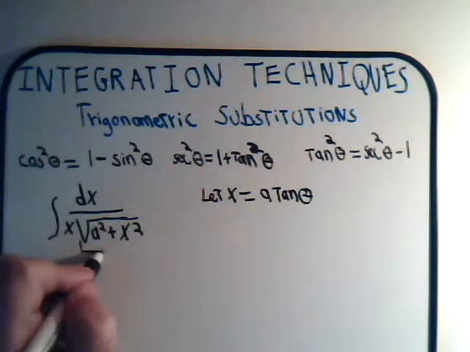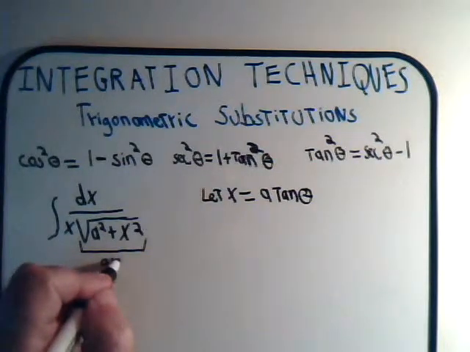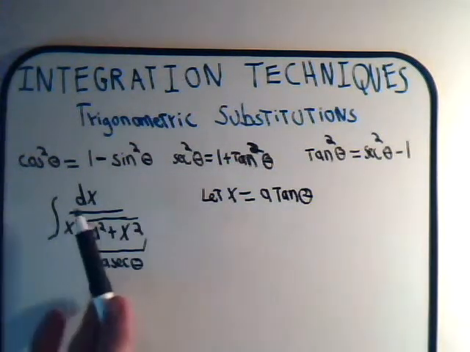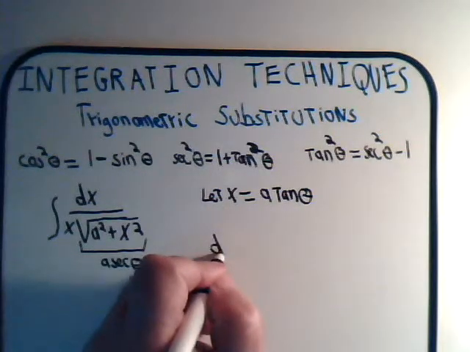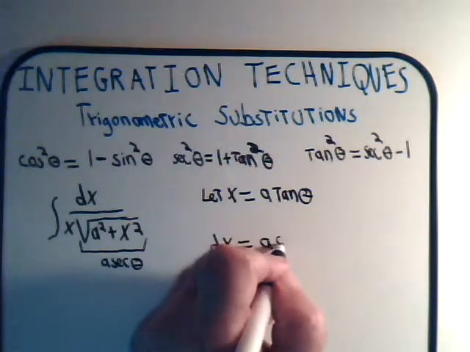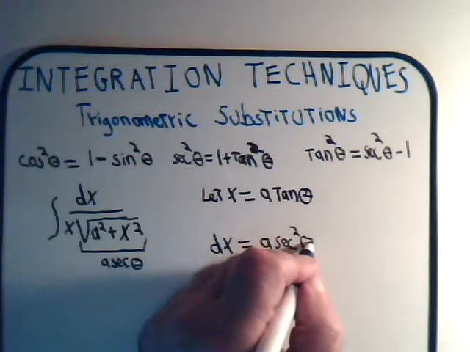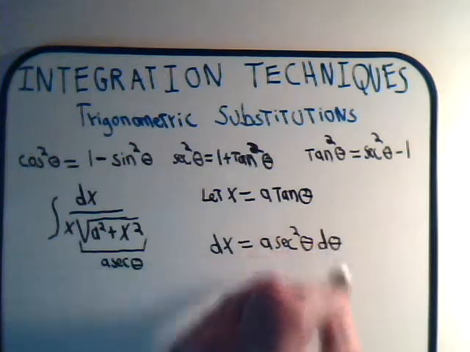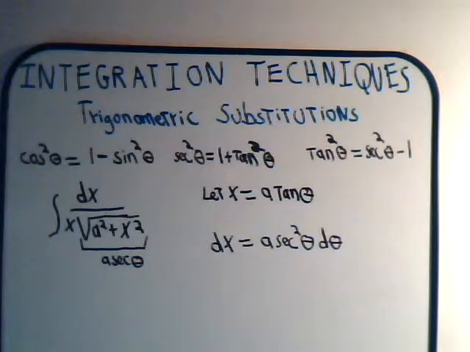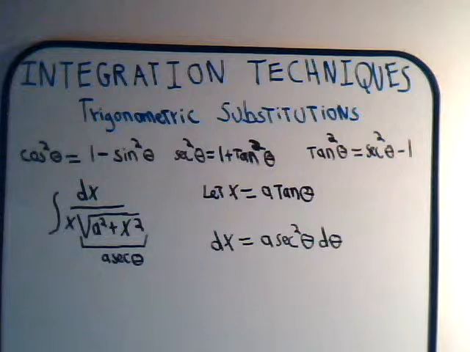So this becomes a times the secant of theta, and here we have x, but we already have a substitution for that. So what will dx be? So we go to here, dx will equal a, and that will be secant squared of theta d theta. So it looks like all the pieces are in place here. We can go ahead then and transform this integral into a trig type integral.